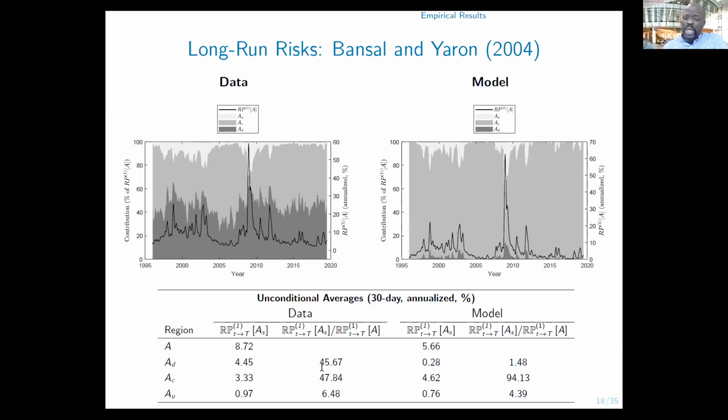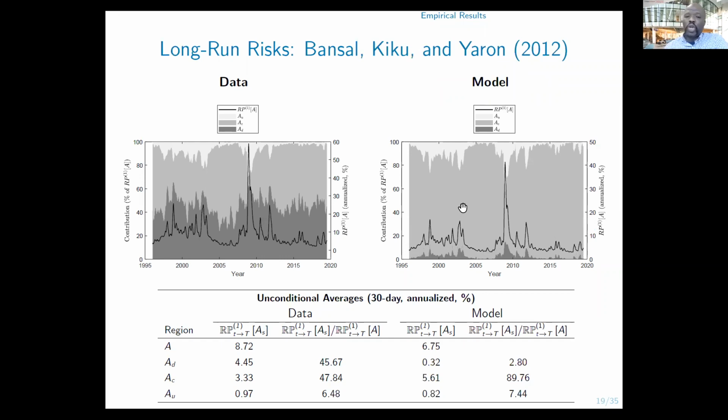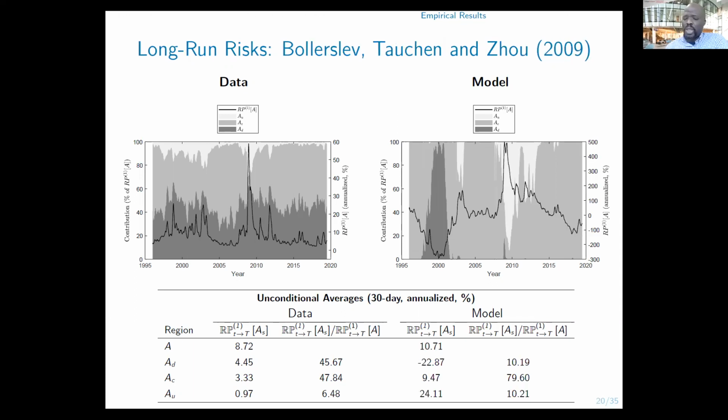But what is really important is that the downside contribution is like this, 45, 40, and the center is 47 in the data. In the model, the downside is 148. So this is not new, based on this graph on the right-hand side that you have seen before. Now the next model that we look at is the Bansal-Kirkwood-Yaron. I won't spend time on it because this is a small variant of Bansal and Yaron, and it has almost similar implications.